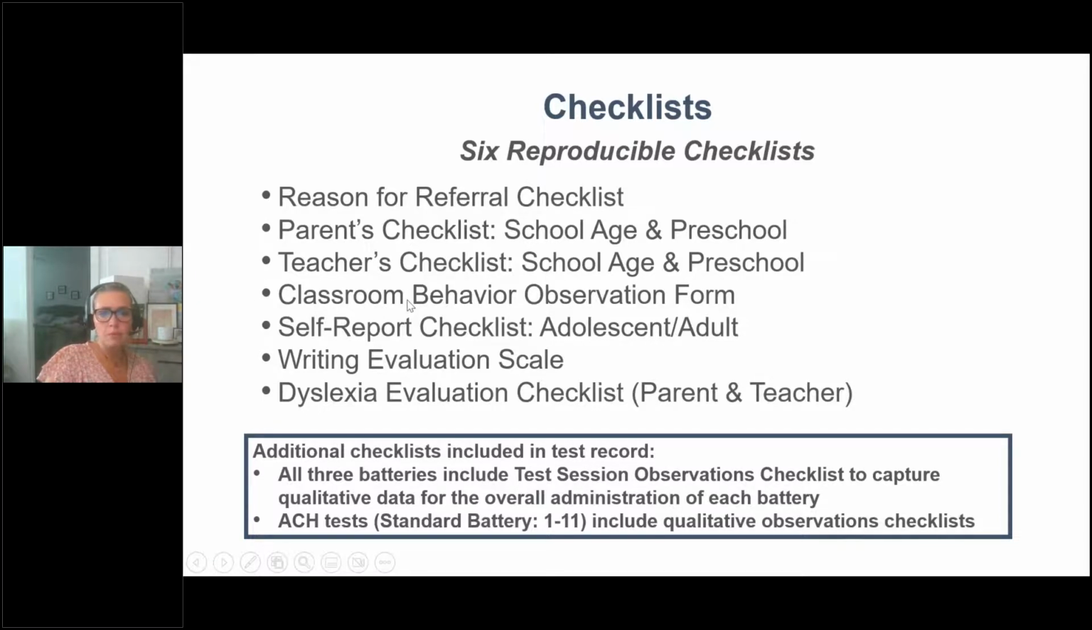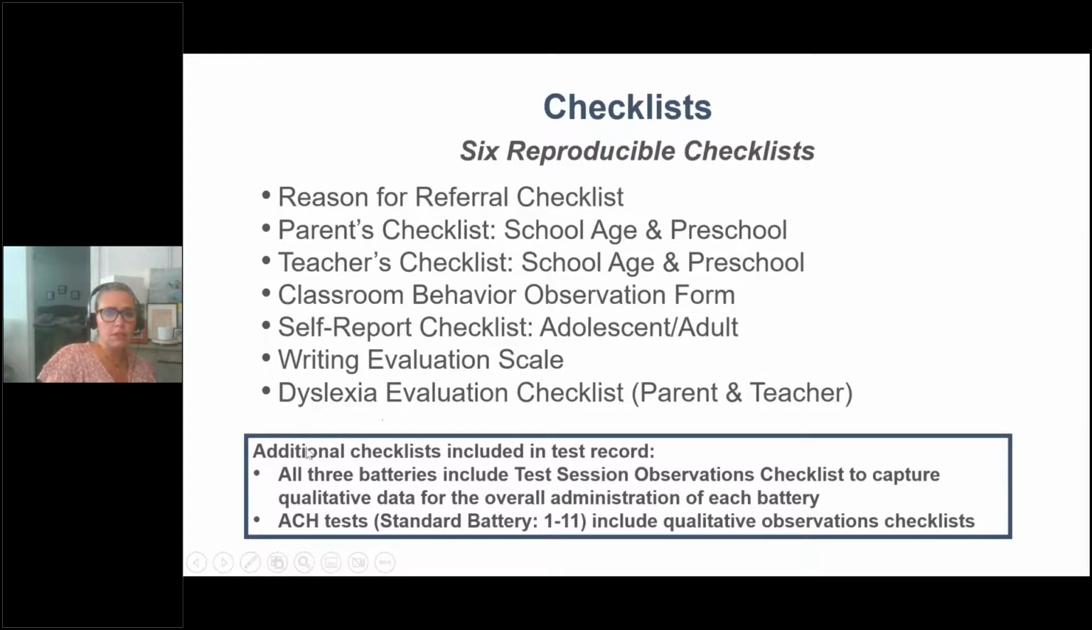There's a classroom behavior observation form that you can use. There's a self-report checklist for adolescent and adult students. There's a writing evaluation scale. So if you're in an area where you're suspecting a disability, maybe dysgraphia, or in the area of writing, you do have access to the writing evaluation scale. And then there's also the dyslexia evaluation checklist for the parent and the teacher.